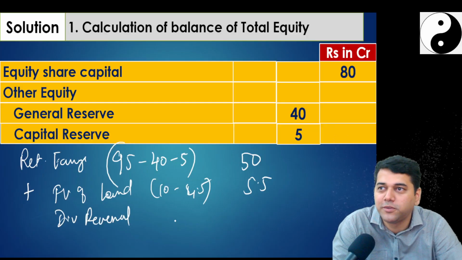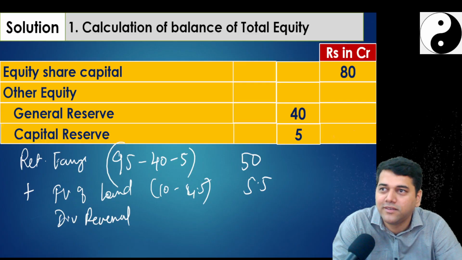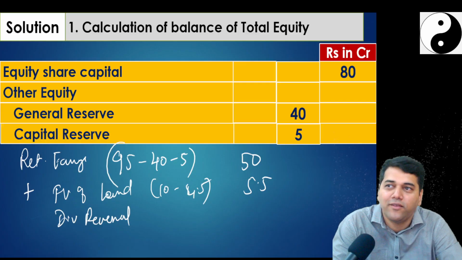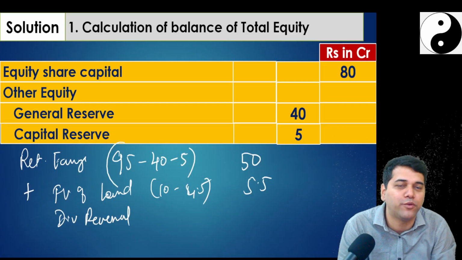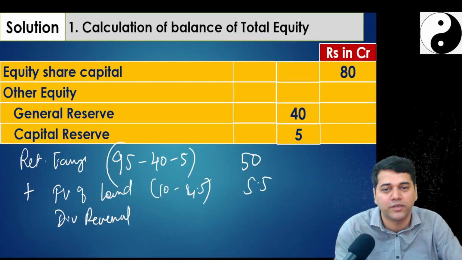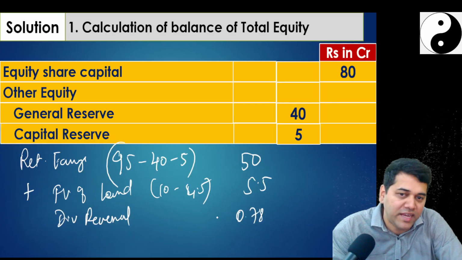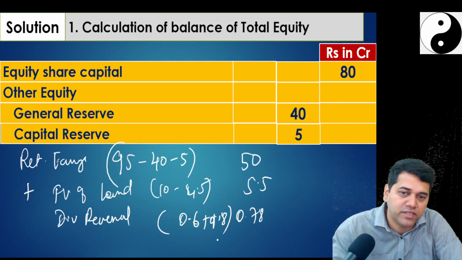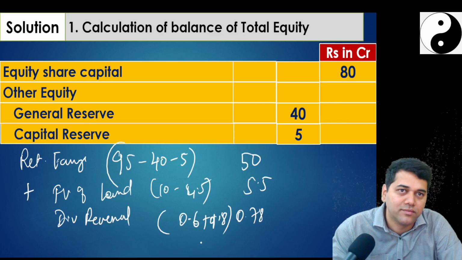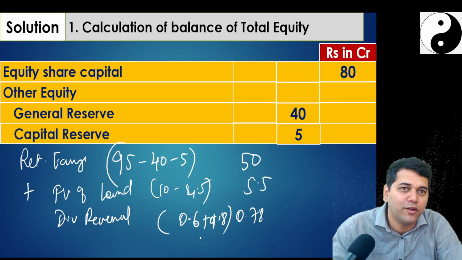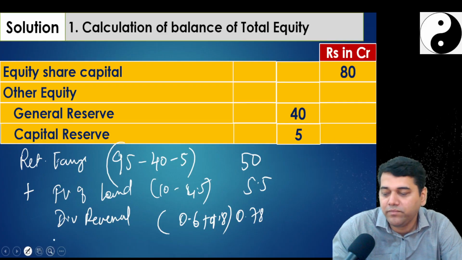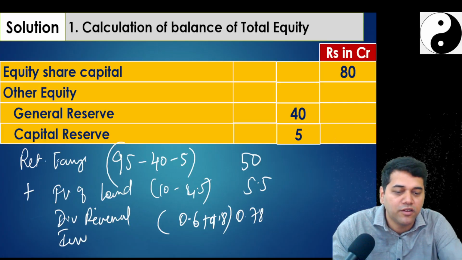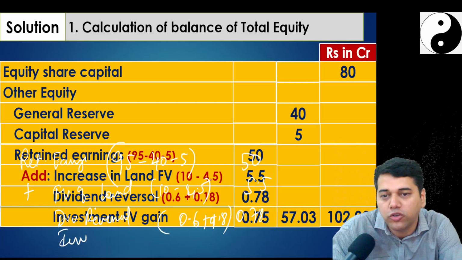What about the dividend distribution tax? When I pay, then I'll do it. Why should I make a provision on something for which I cannot make a provision? So it is the full 0.78. It is 0.6 plus 0.18. Then the investment fair value gain also, that I am going to add.